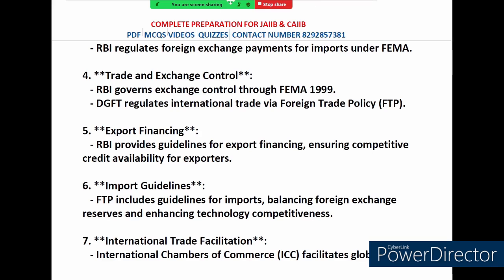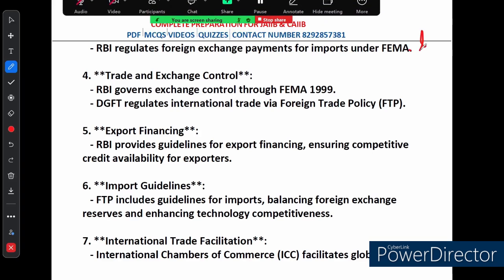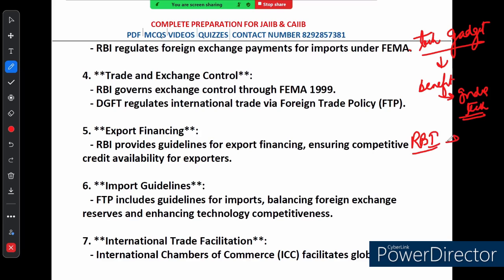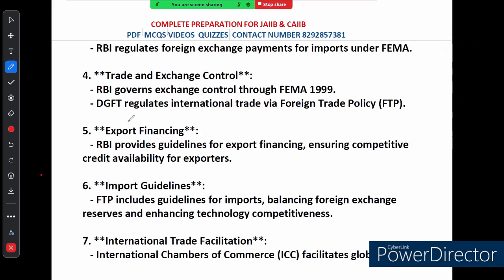So suppose, let me give you an example regarding this import. Suppose you want to import the latest tech gadget. In this case, DGFT ensures that this import process benefits the Indian tech industry, right? While the RBI controls the foreign exchange. What does RBI do? RBI controls forex, so you can make international payments easily. So this is how both of them have a role to play in either export trade or import trade.